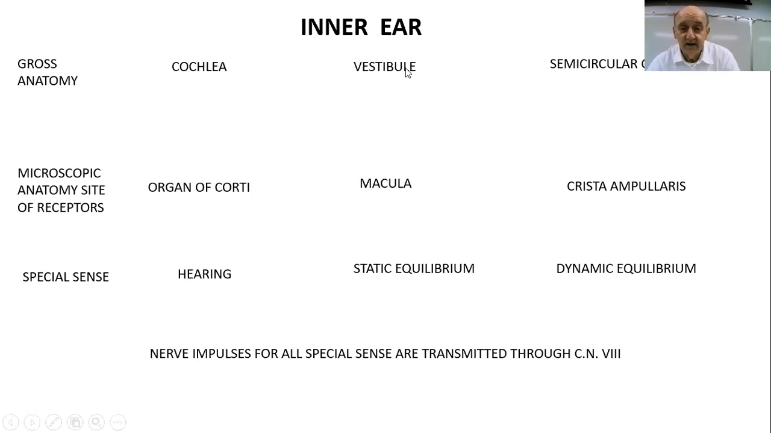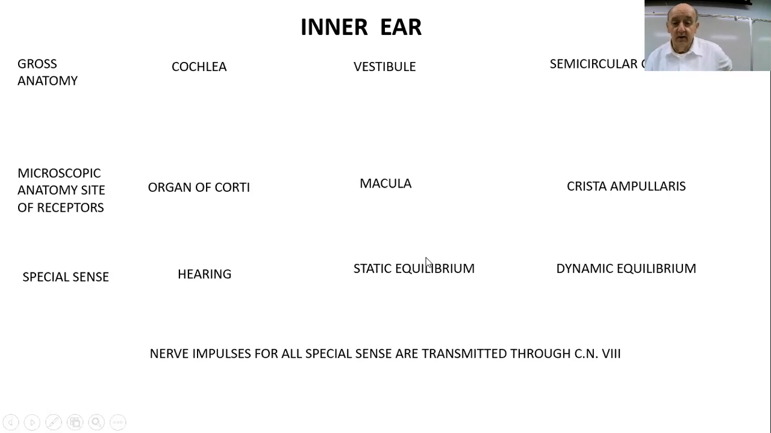So let's go to the vestibule. On the model, you saw two small bumps right next to the cochlea. Inside those small bumps of the vestibule, we have patches of receptors, and those patches are called macula. So macula is the microscopic site for receptors in the vestibule. Macula receptors give us a very different special sense: static equilibrium.